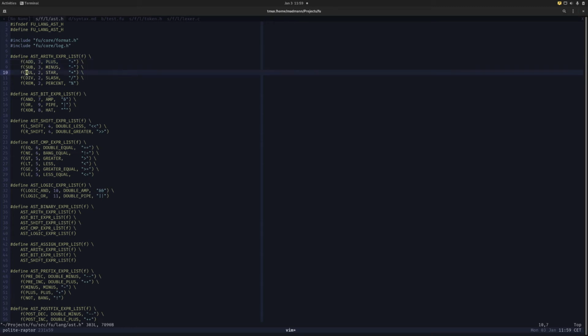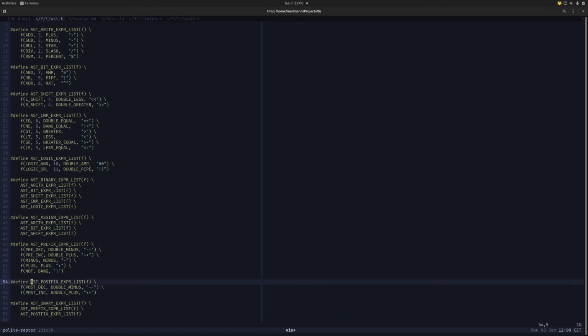And for each element, you give the name of the arithmetic expression in this case, the precedence, the token that corresponds to it, and a string that represents the actual content of the operator. And then you do this for all the operators. You then group them as binary expressions, as assignment expressions, as prefix expressions, where priority, or precedence, is not a thing because they are just parsed separately.